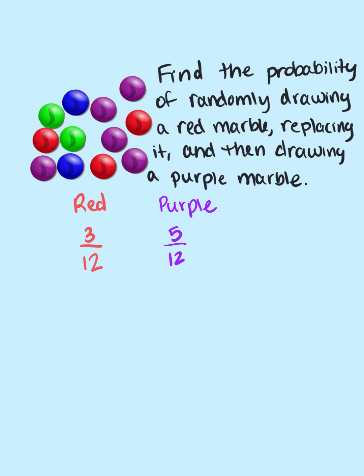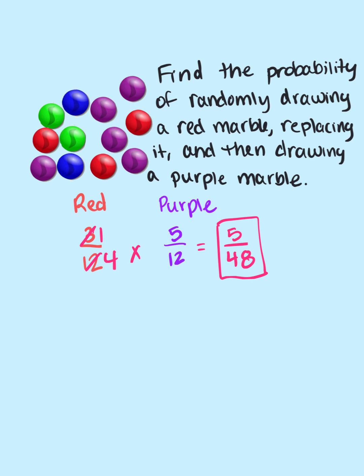Now I do notice that I can simplify the probability of red to get 1/4. So I am going to go ahead and do that. So I have 1/4 times 5/12. So I'm going to do top times top, bottom times bottom. And I'm going to get 5/48. So the probability is 5/48.